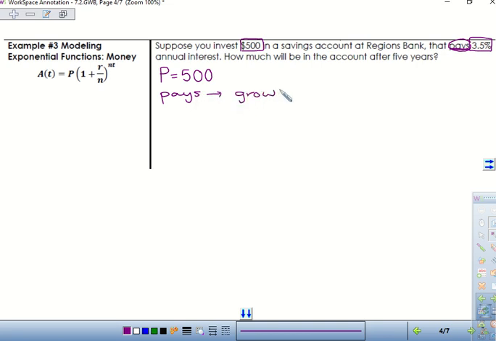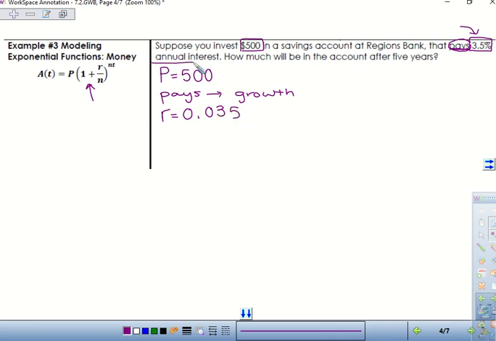Good, growth. So since it's growth, I know that this is going to stay as a positive. If it were decay, it would change to a negative, okay? So that's going to pay. And then your rate is going to be whatever this percentage they give you is, but you're going to convert it to a decimal. Okay?